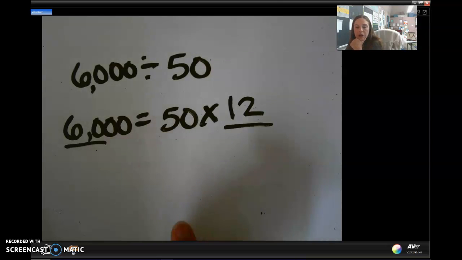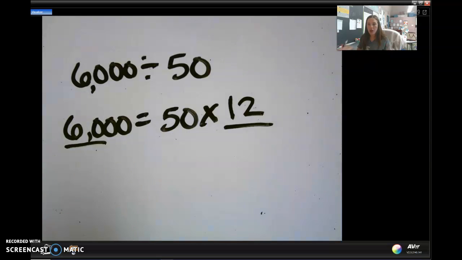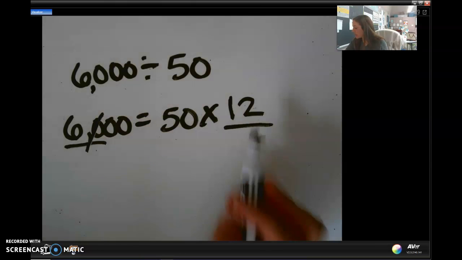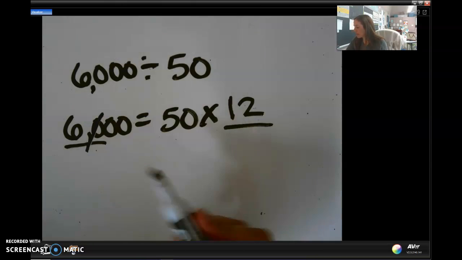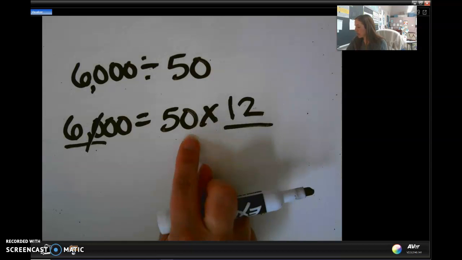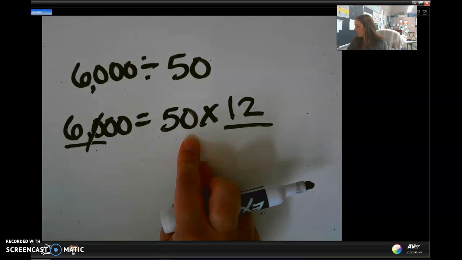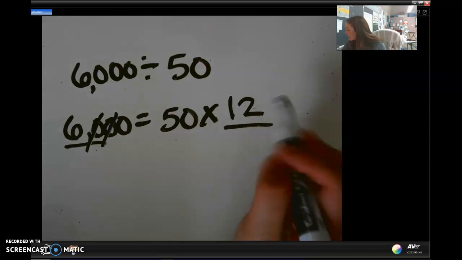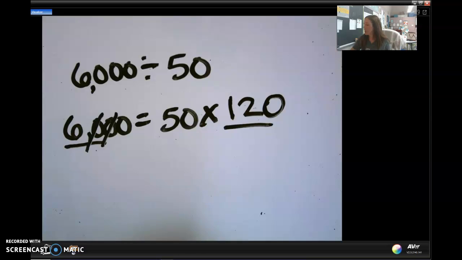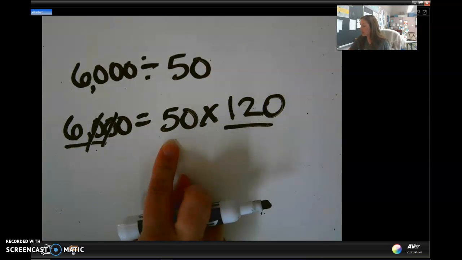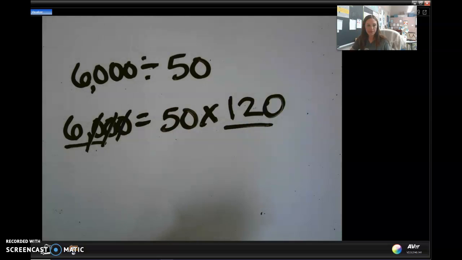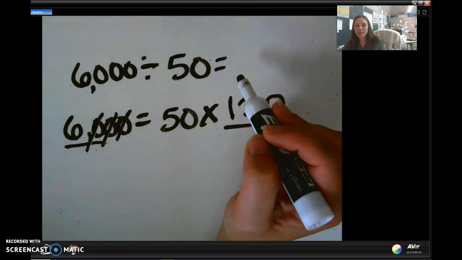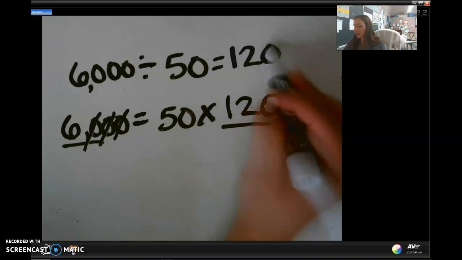And what did I say about my zeros? My zeros have to be equal on both sides of the equal sign. So I have this 0 taken care of because that's 5. 12 times 5 is 60. But I have 2 more zeros. Okay, well, I have 1 taken care of here with the 50. So I'm going to cross this one out. Well, I have 1 more left, which means I need to add it to my 12 to make 120 times 50 equals 6,000. So we know that 6,000 divided by 50 is 120.